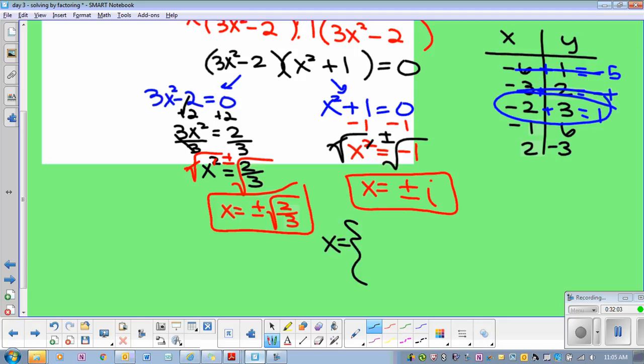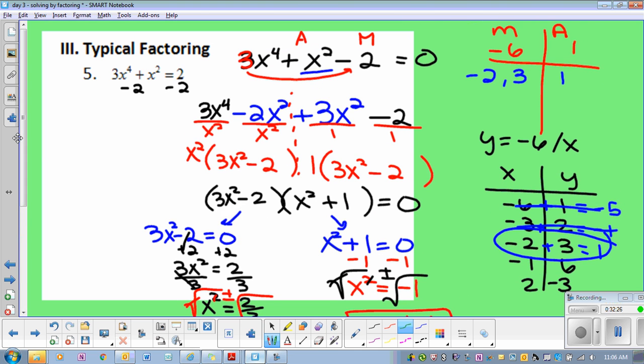Alright, so if I clean this up, I'm going to put plus or minus square root of 2/3, plus or minus i. How many solutions do I have there? 4. Plus or minus means I have 2, right? 1 plus, 1 minus. 1 plus, 1 minus. Yeah? At 4, look back at your original. Does it match your degree? Yes. Good.